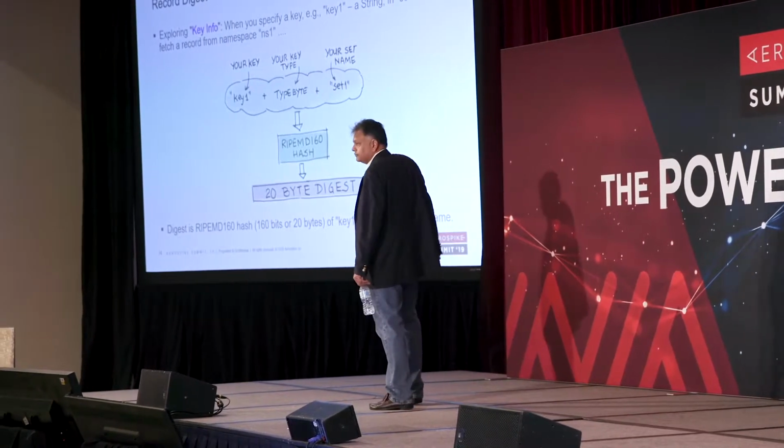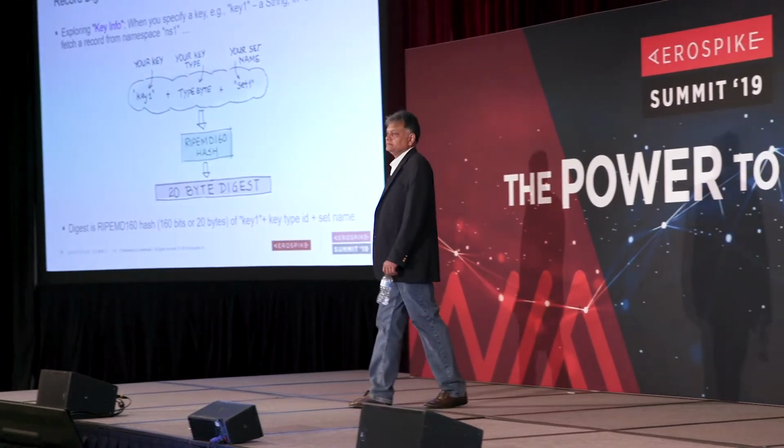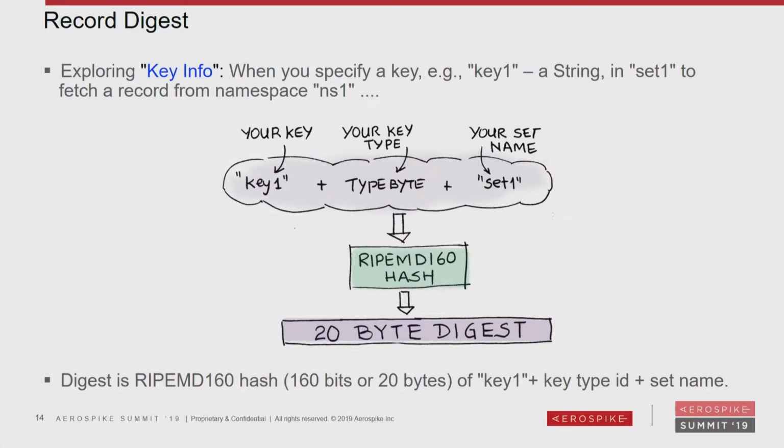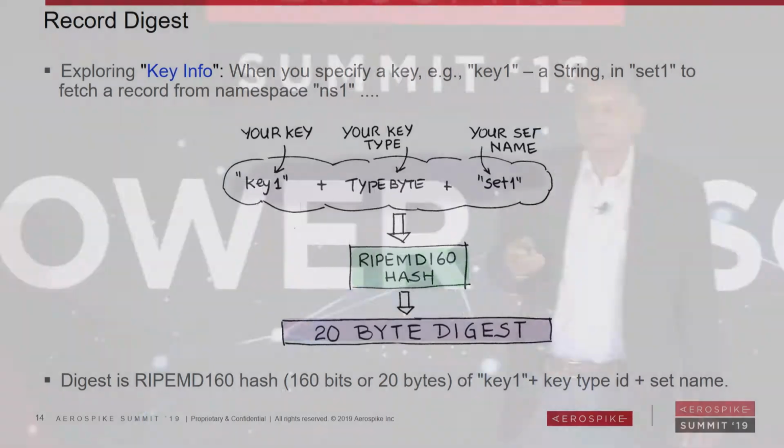Let's explore this key info business. What is this key information? Well, when you specify your key, we take the type of your key, string, integer, whatever it may be, and the set name you specified, and we run a RIPEMD 160 hash on it, giving us a 20-byte digest. This 20-byte digest is what is stored on the Aerospike server, unless you optionally decide to store your key also, which is typically not done.